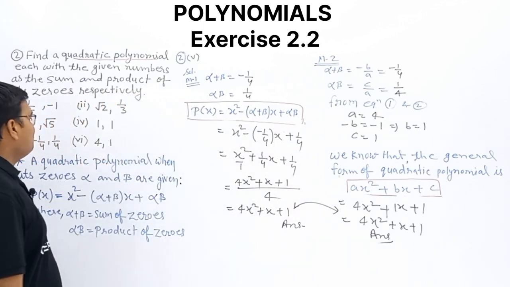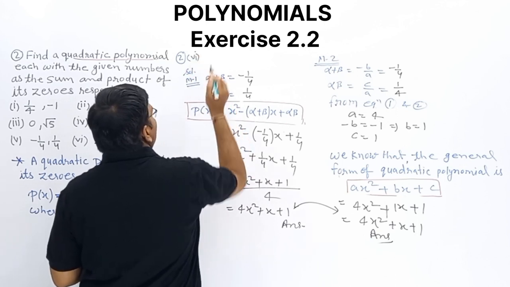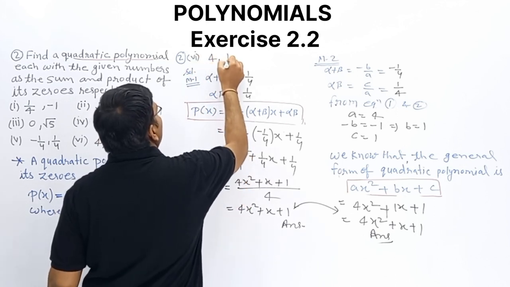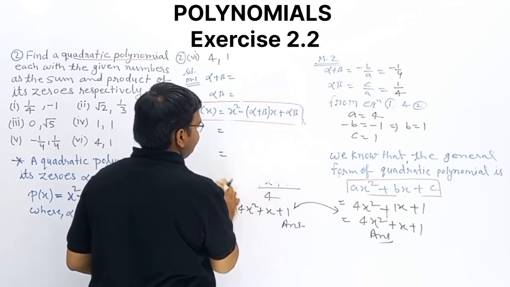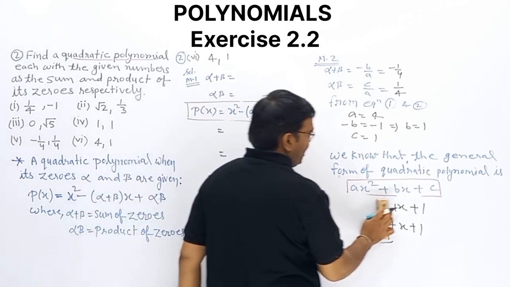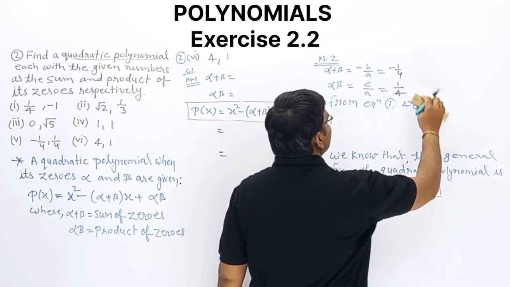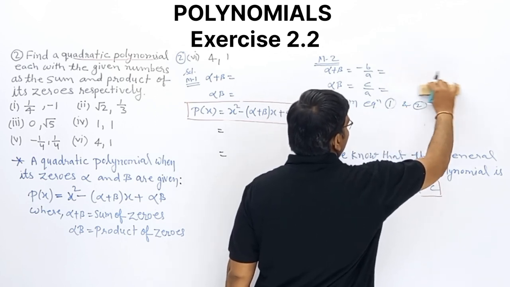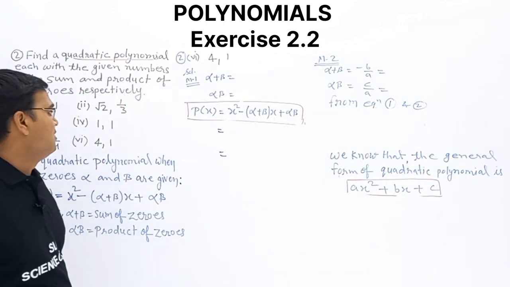Now last question is what? Question number 6th one. What is the question? 4, 1. How we will solve this one? Observe carefully. Now you have this confidence that you can solve all questions, because we have completed how many questions? 5 questions we have completed till now.